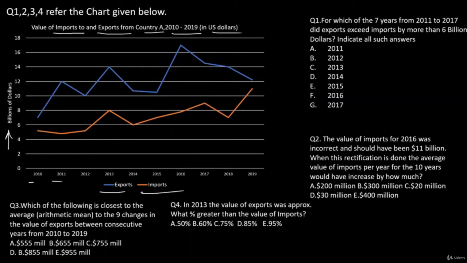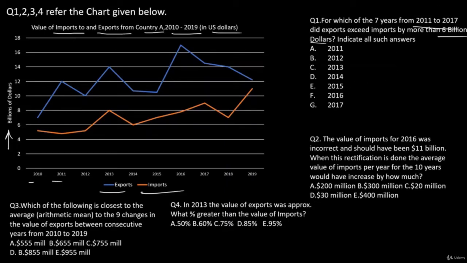Alright, now over here we have 4 questions. Pause the video, give it a try, and then let's do it together. Alright, we are back. I hope you have given it a try. Let's do it together. Now question 1 says, for which of the 7 years from 2011 to 2017 did exports exceed imports by more than $6 billion? Indicate all such answers. So this is a multi-select type of question. If there are 2 or 3 or 4 correct answers, we need to select all of them.